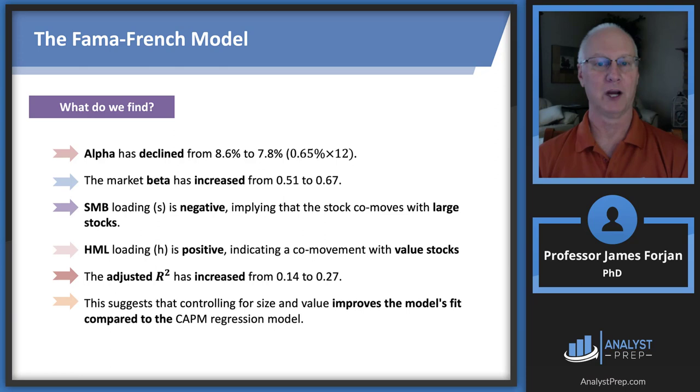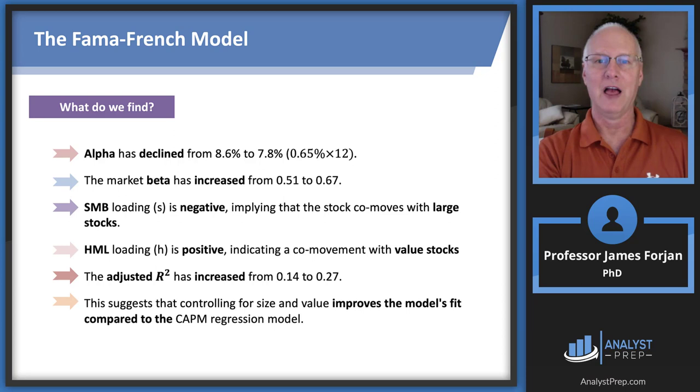That's pretty important too. So look at the load for the size. It's negative, implying that the stock, Berkshire Hathaway, co-moves with large stocks. The value one is positive, meaning that it co-moves with value stocks, but the adjusted R square has nearly doubled. So what that tells us, that increase in R square, is a fascinating result. It tells us that we've got this big cloud of the market portfolio, but boy, oh boy, size and value are extremely important silos, if you will, or segments. Of course, they're called factors here. These are extremely important factors. These are critical factors in determining performance.